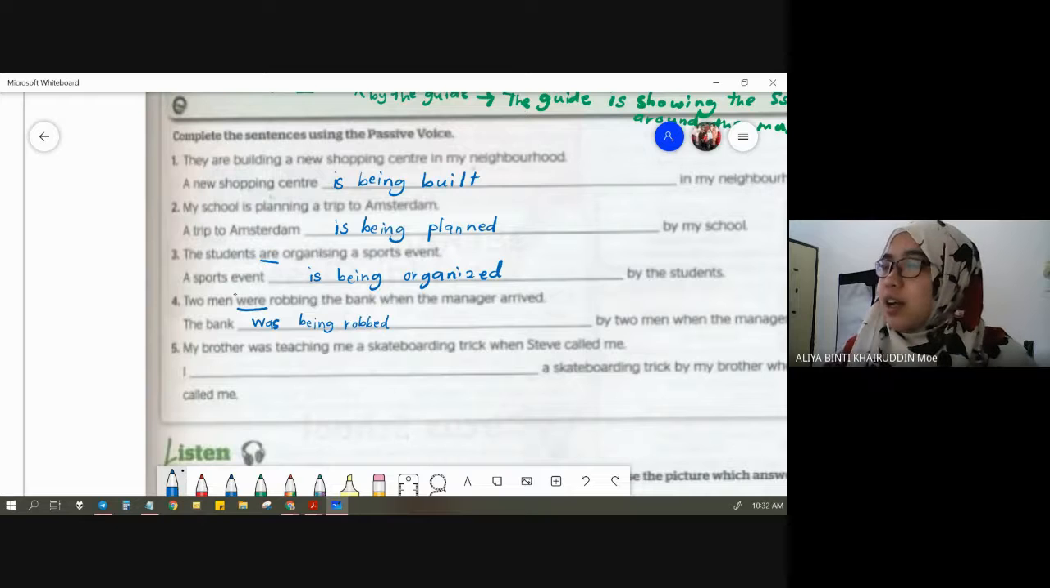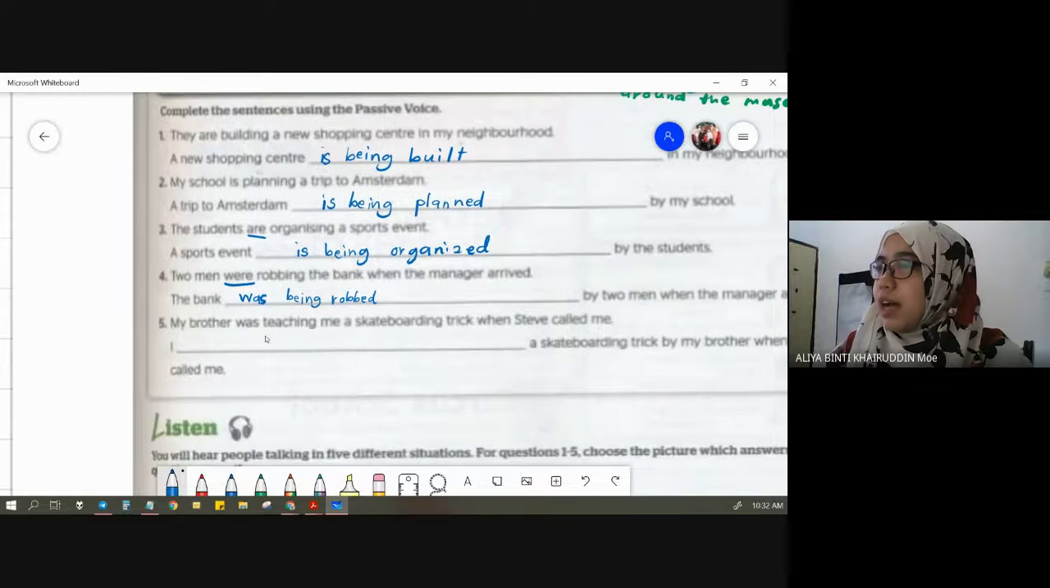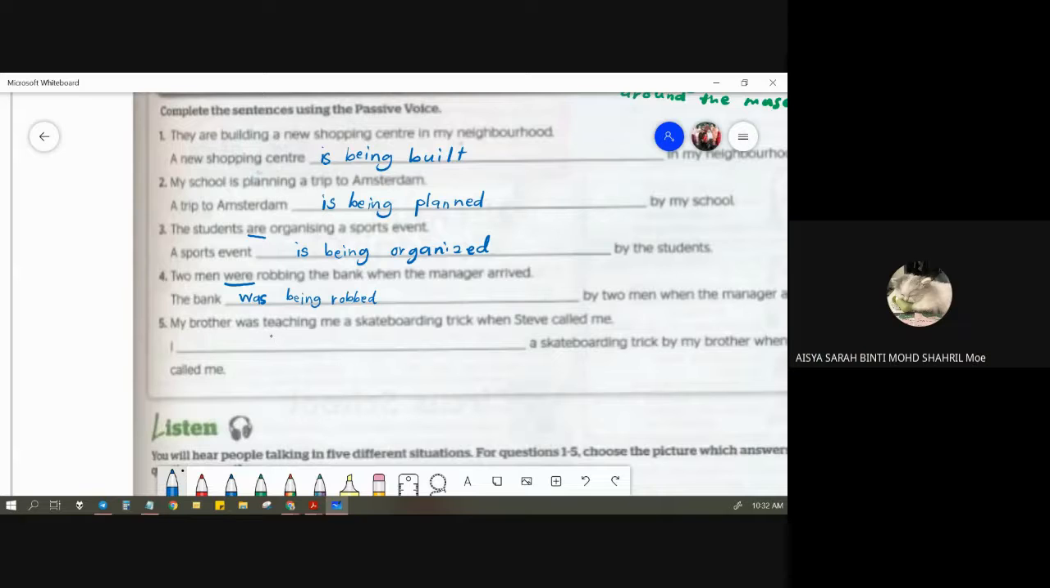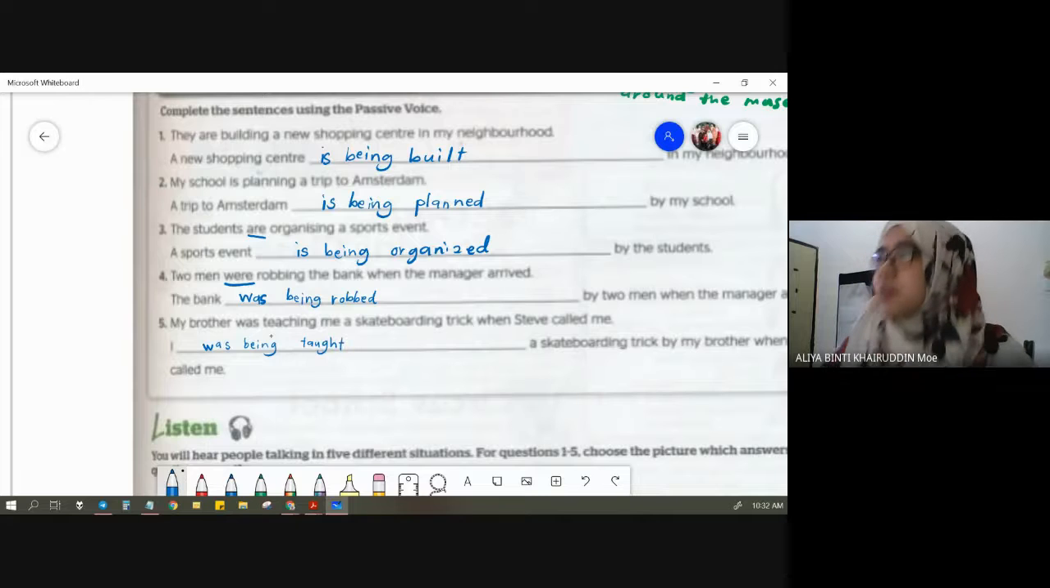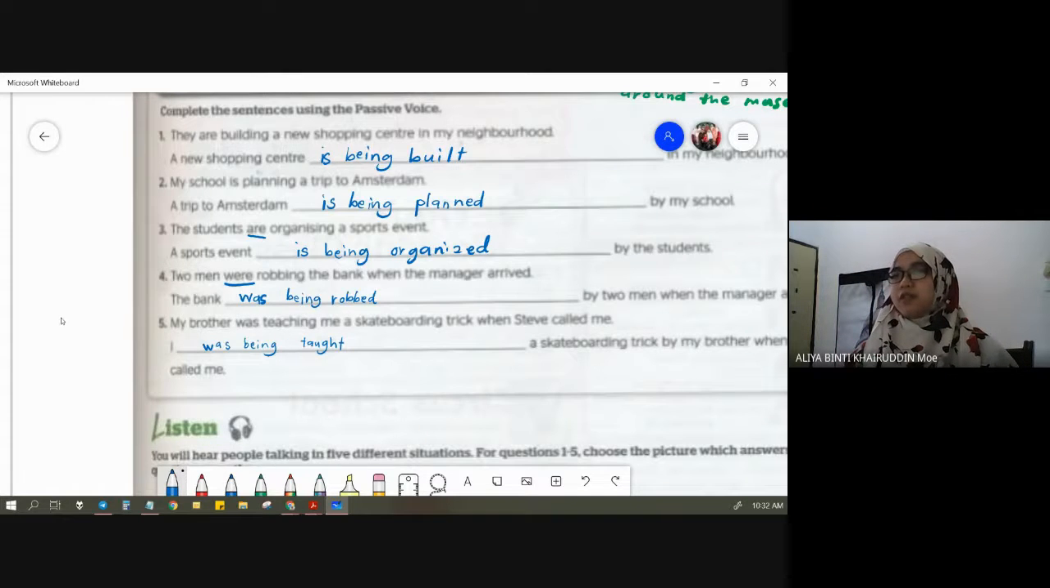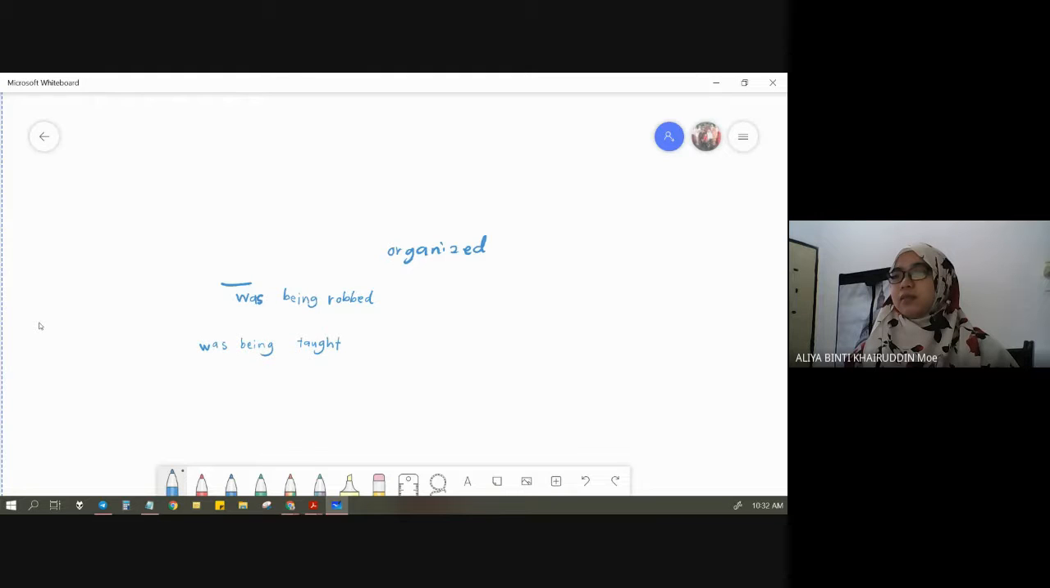Okay, now last one. My brother was teaching me a skateboarding trick when Steve called me. So, I was teaching, how to change this into passive? I, being, what? Was being. Yes, was being. Was being what? What is the past participle of teaching? Taught. Very good. So taught. Was being. I was being taught a skateboarding trick by my brother when Steve called me.